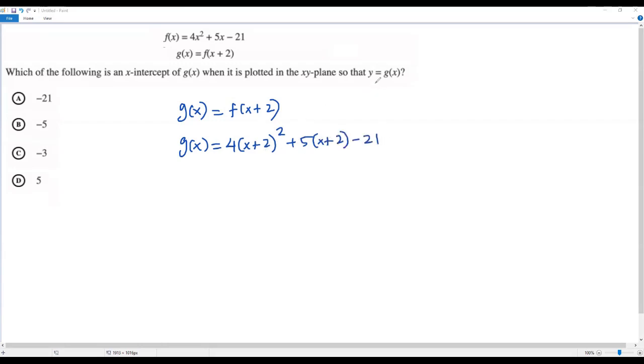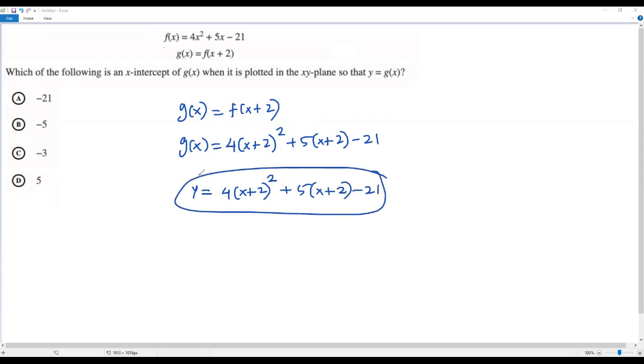Now let's consider this information in the xy-plane. Now y equals g(x), so we can replace g(x) by y. Then I'm getting y equals 4 times (x + 2) squared + 5 times (x + 2) − 21. Actually, this is the function g(x). We just replace g(x) by y for our convenience.